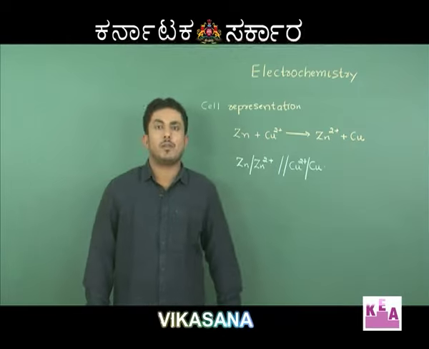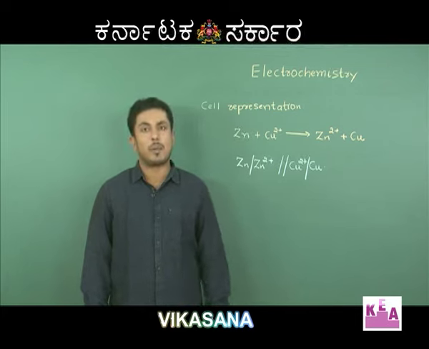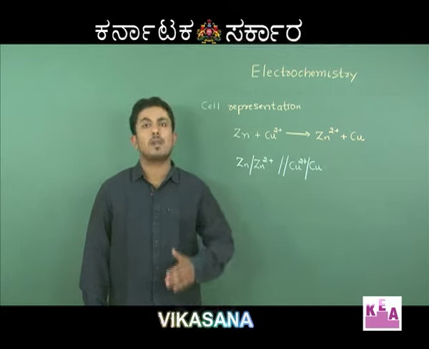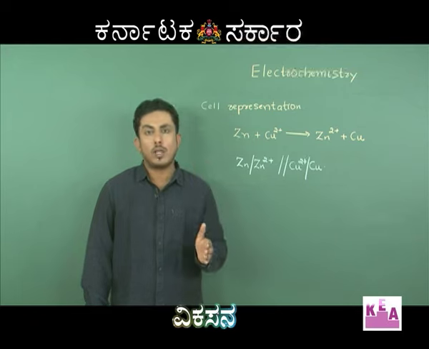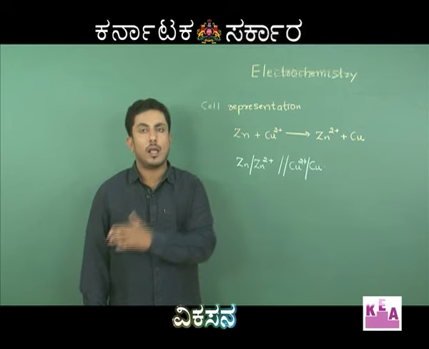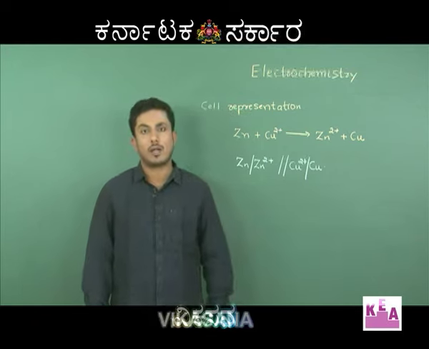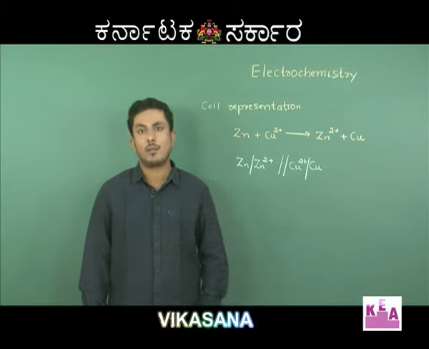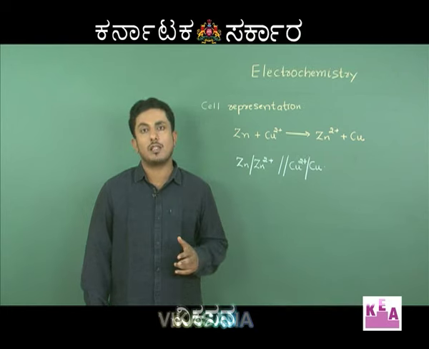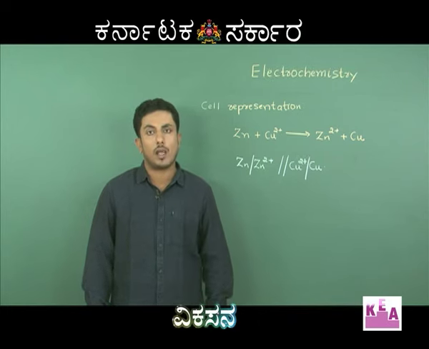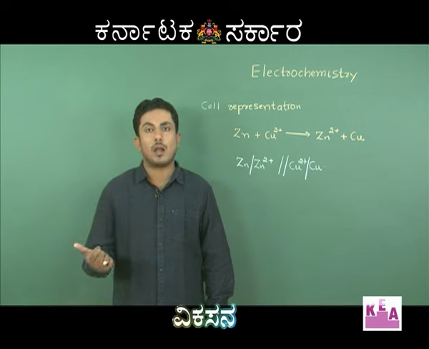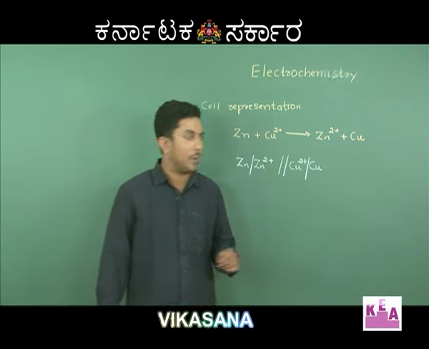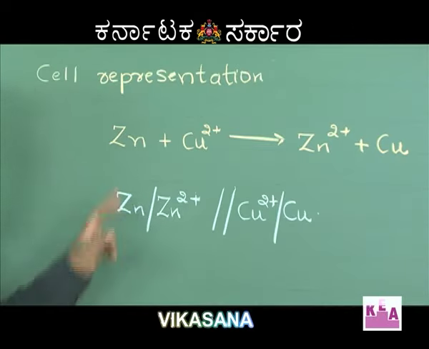Cell representation. There are certain rules for representing a cell. While representing a cell, anode is always written on the left hand side and the cathode is written on the right hand side. The phase difference is indicated with the help of a vertical line. The salt bridge present is indicated with the help of a double vertical line, and the metals are written at the extreme ends. For example, consider the net reaction that is occurring in a Daniell cell.